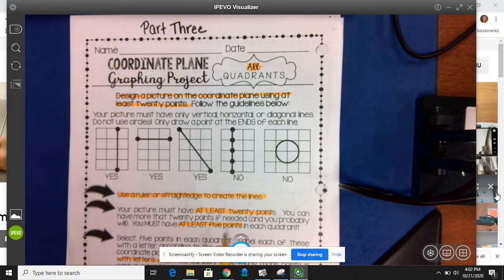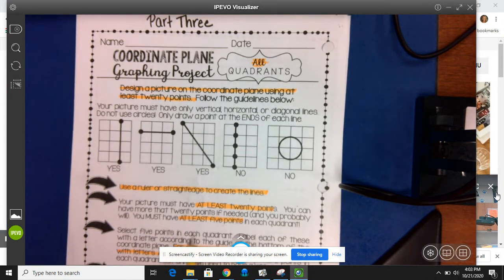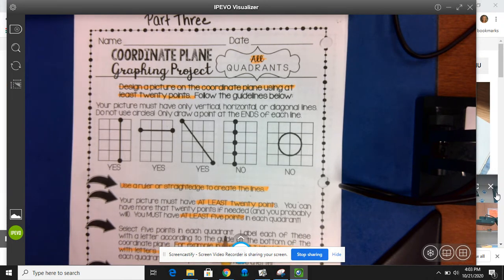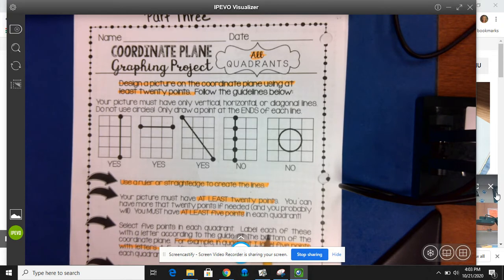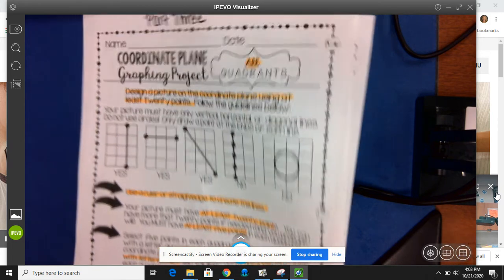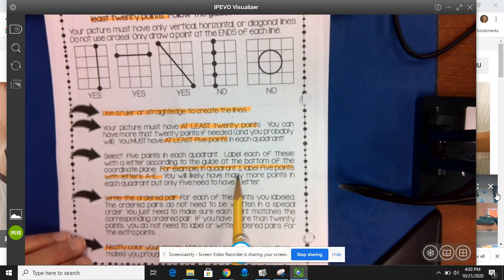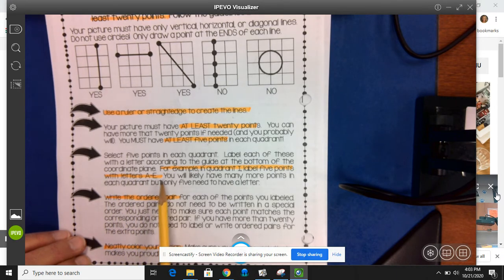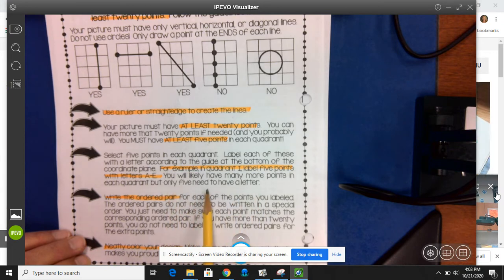You can read the rest of this through, but I'm going to summarize. You must have at least 5 points in each quadrant. Select 5 points in each quadrant when you're done with your picture, and then you're going to label each of these with a letter according to the guide at the bottom of the coordinate plane, and I will show an example of that. For example, in quadrant 1, label 5 points with letters A through E. You will likely have many more points, but you only need to have the 5 for your grade.